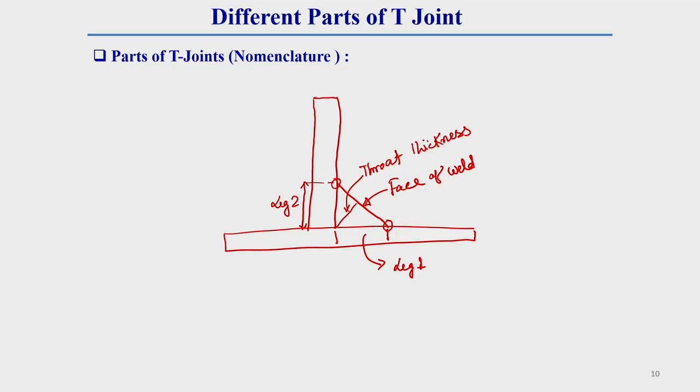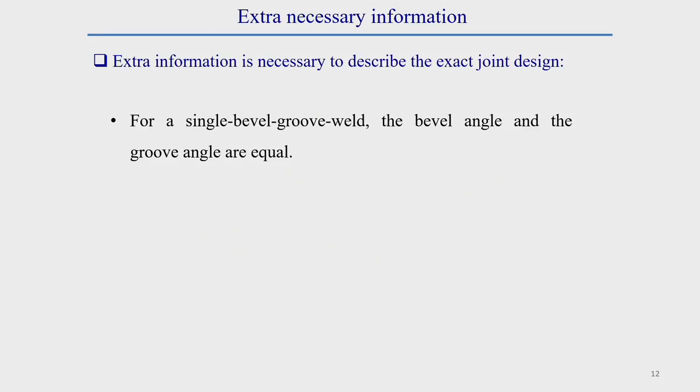And here this point and this point are very important points, and they have a name: they are called toe of fillet weld. So, these are generally the different nomenclature of a T joint. From here to here is leg 1, this is leg 2, the perpendicular distance from face to this corner point is called throat thickness, this is the face of the weld, and two important points are this and this location, which are called toe of the fillet weld. This extra information is highly essential for a weld joint.